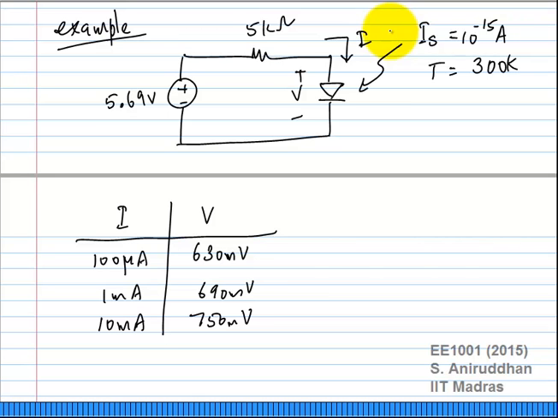So if you had applied 5.69, you'll get 5.69 minus 0.69, which is 5 volts across the resistor. 5 volts by 5 kilo ohms is 1 milliamp. Very clearly this is the operating point, right?